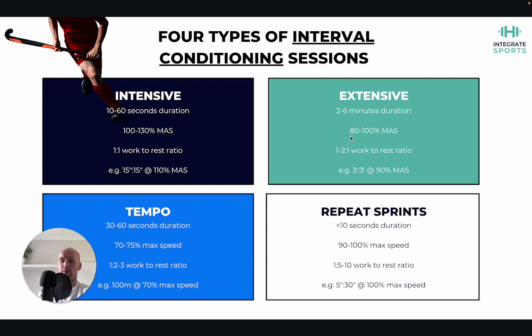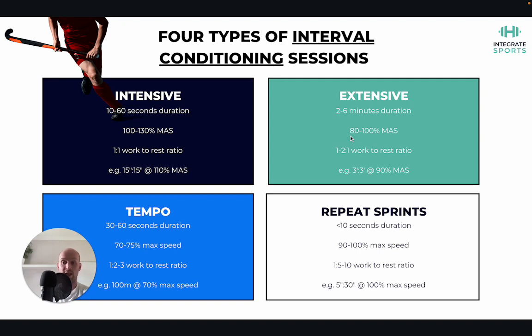To calculate your tempo speed, generally work at around 70 to 75% of that max speed. And we're trying to accumulate high intensity running distance, and that's generally going to be speeds above about 5 meters per second. What this looks like is quite a fast speed, and if you were to compare it to MAS, something like 130% of your maximum aerobic speed for 100 meters, maybe 50 meters, maybe 75 meters.